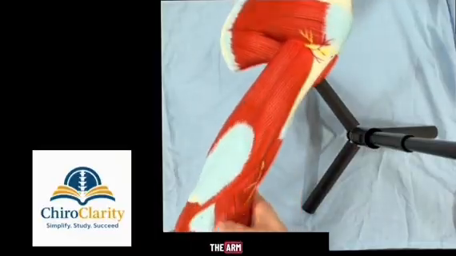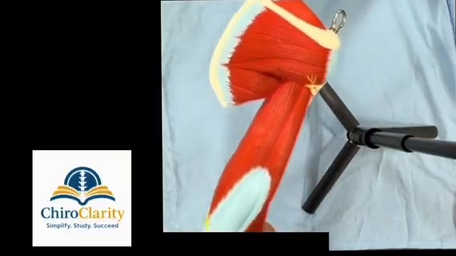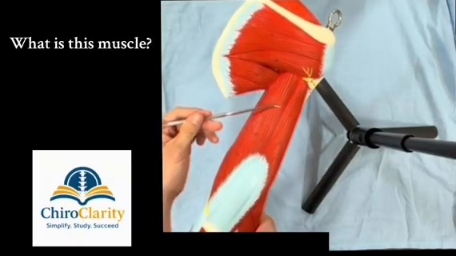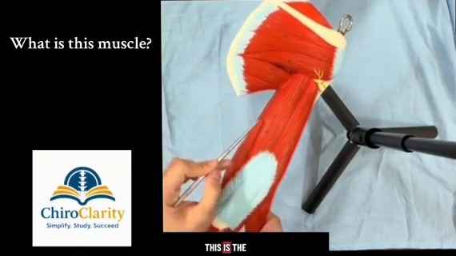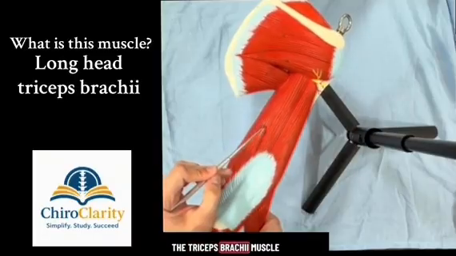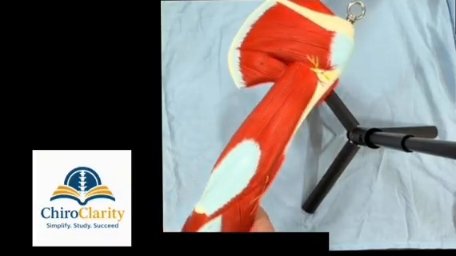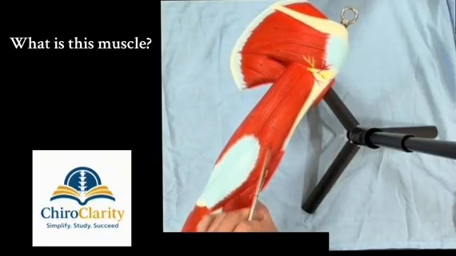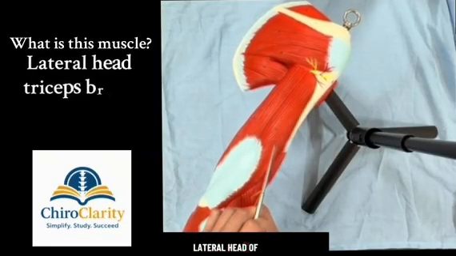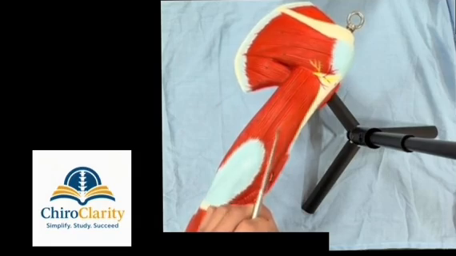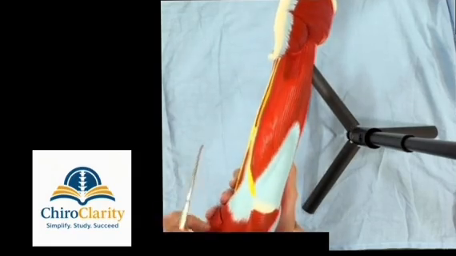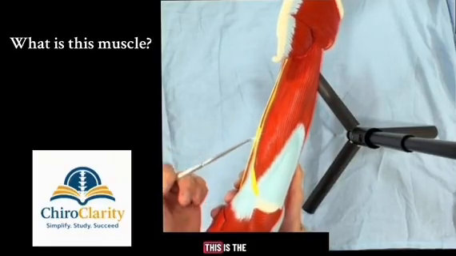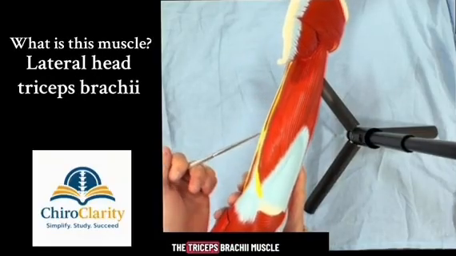Let's look at the back of the arm. What is this muscle? This is the long head of the triceps brachii muscle. What is this muscle? This is the lateral head of the triceps brachii muscle. And what is this muscle? This is the medial head of the triceps brachii muscle.